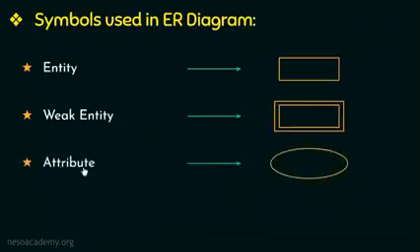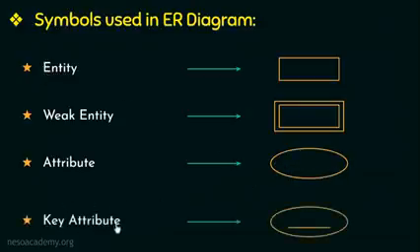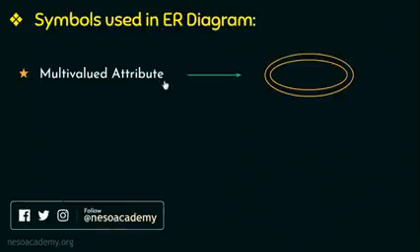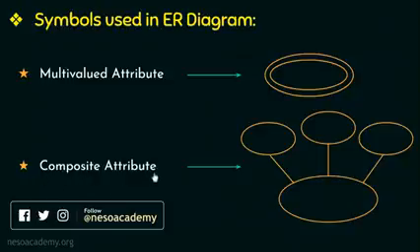Then we have attribute, which is the property to describe an entity, and it is represented by an oval. And a key attribute, which helps in identifying an entity uniquely, is represented by an oval with an underline under the name of the attribute that helps to identify an entity uniquely. The next symbol is the multi-valued attribute that contains a set of values for a particular entity, and it is represented by a double oval. Then we have the composite attribute, which is an attribute that can be divided into further attributes.